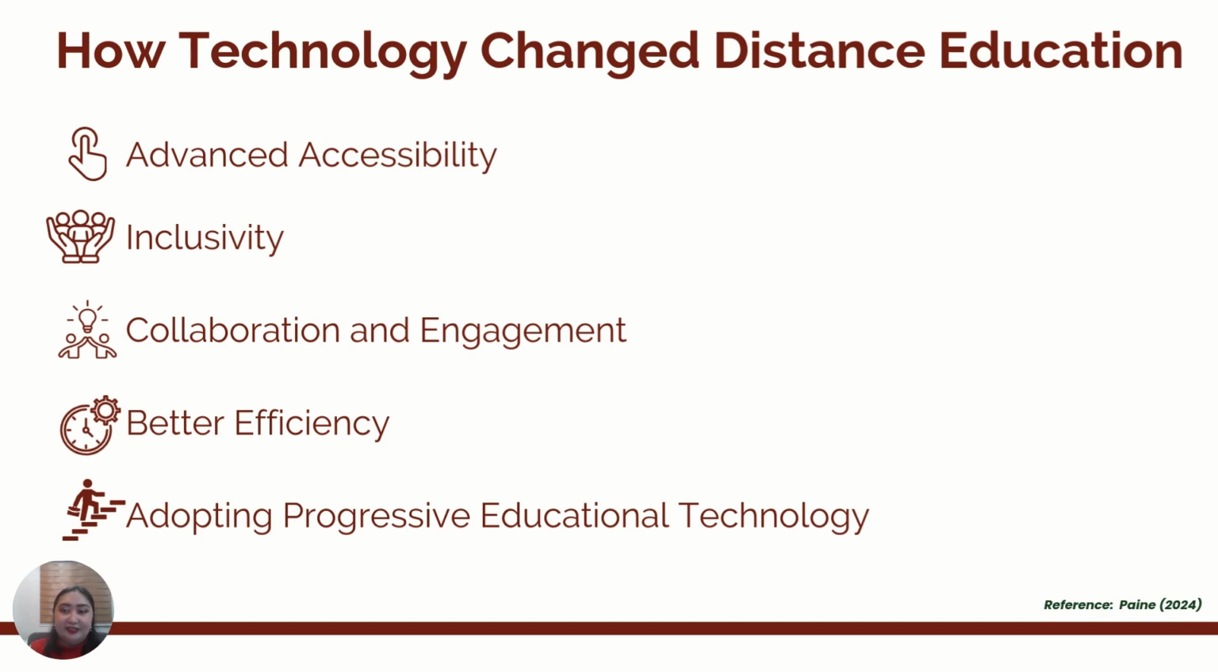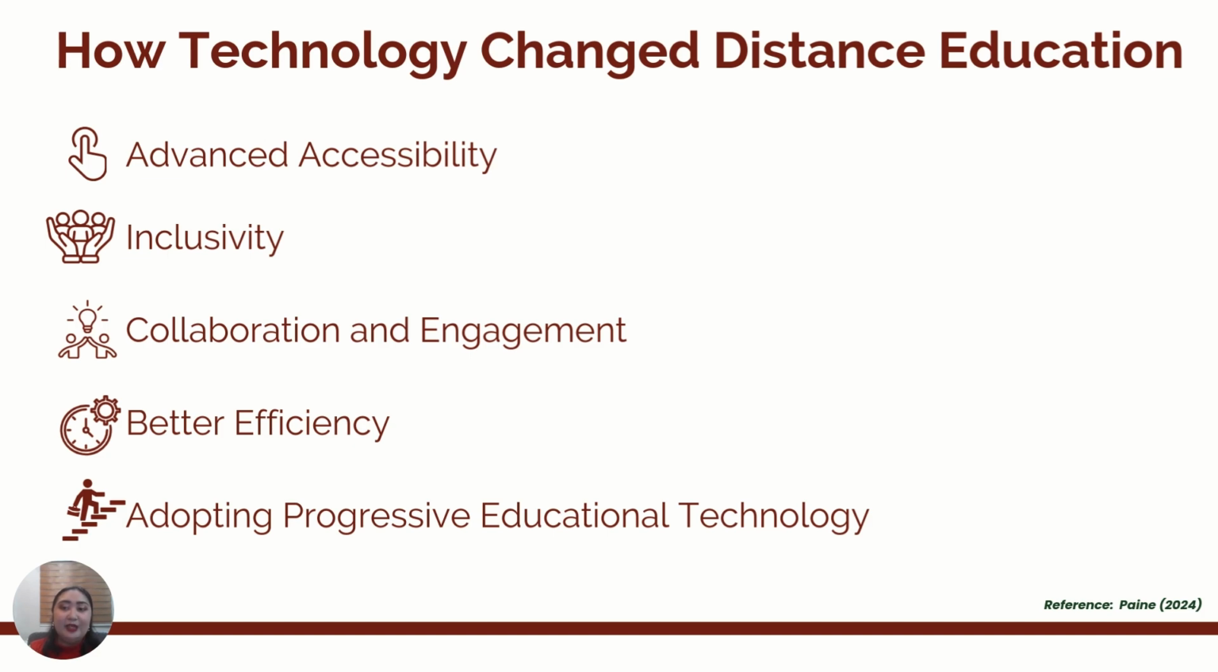Next is better efficiency. Technology has made certain teaching tasks quicker and easier. For example, a teacher can arrange an online quiz for the students, which will provide them with instant results and feedback. This eliminates the need for the teacher to assess and check through each student's test. Teachers can also use technology to schedule group or individual lessons and produce personalized content.